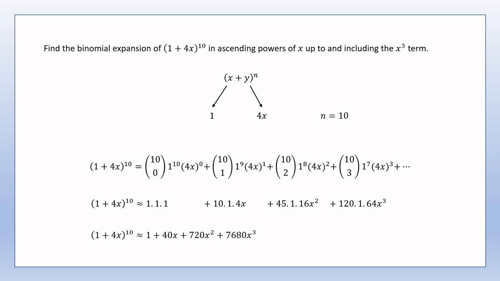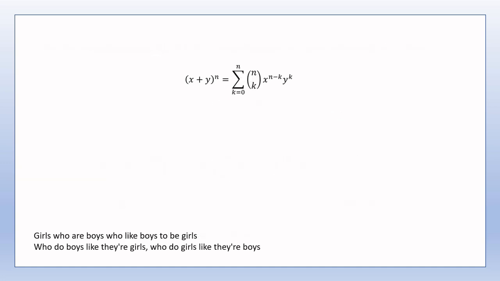And then finally, (1 + 4x)^10 is approximately equal to 1 + 40x + 720x² + 7680x³. The binomial expansion of (x + y)^n has many symmetries that in some cases you can take advantage of. For example, if instead of writing the expansion in descending powers of x and ascending powers of y, from left to right, we could, without making any other changes, interchange x and y and write the expression in ascending powers of x and descending powers of y, giving the expression as shown on the screen.